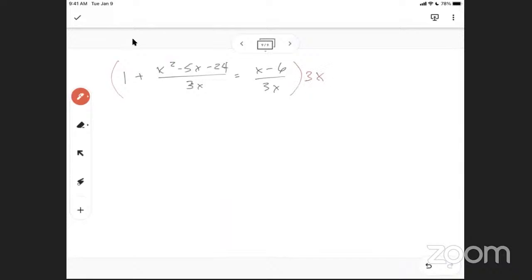When I distribute it into this first one, I get 3x. When I put it into this next one, what am I going to get? The 3x's cancel, right? So I'm just going to get x squared minus 5x minus 24.